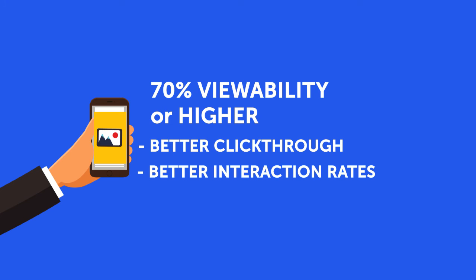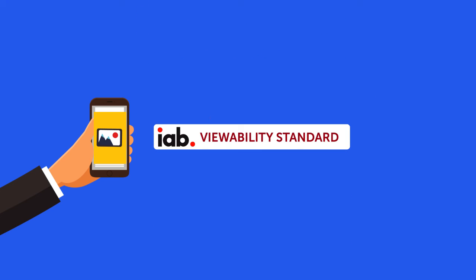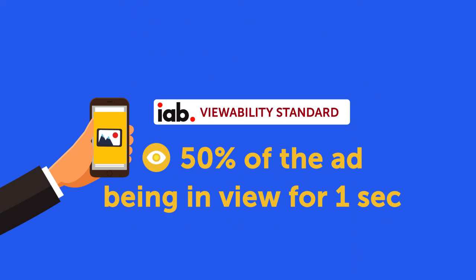Ads with 70% viewability or higher are reported to perform better in terms of click-through and interaction rates. This shows that the IAB is spot on when recommending the viewability standards of at least 50% of the ad being in view for at least 1 second.